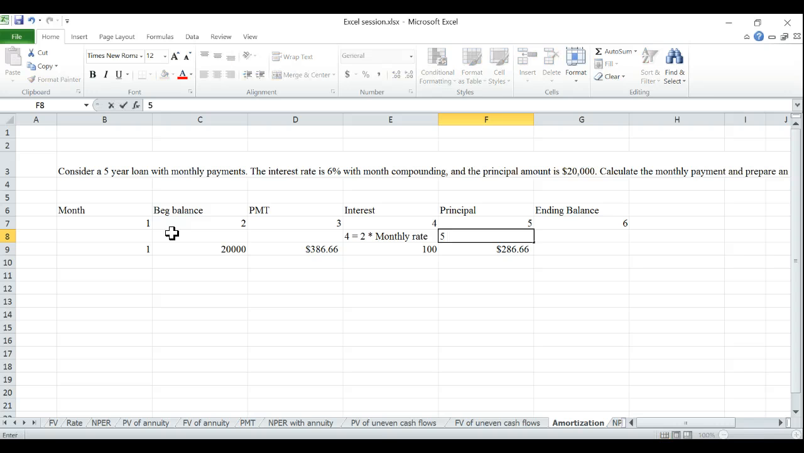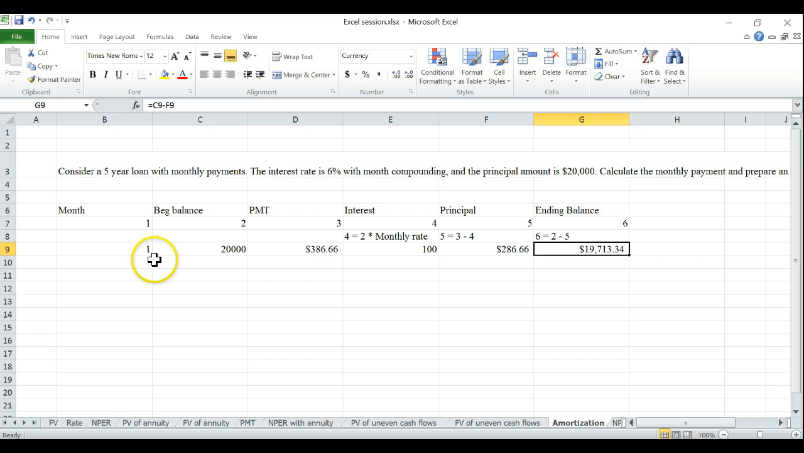So column number 5 here is equal to column number 3 minus column number 4. And then we have the ending balance. So we are saying if out of $20,000 we have paid 286 towards principal, that is my ending balance. So here column number 6 is equal to the beginning balance in column number 2 minus the principal that we got in column number 5. So this is how we have calculated, and then we can say now my second month.